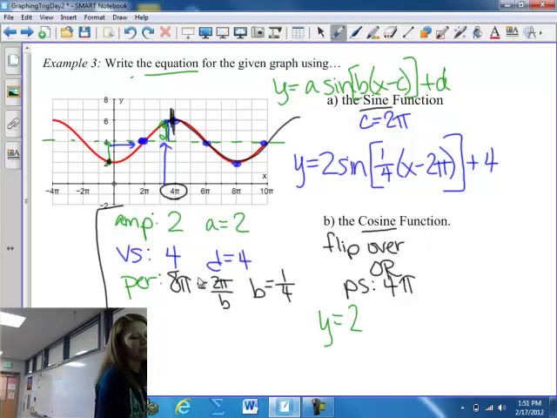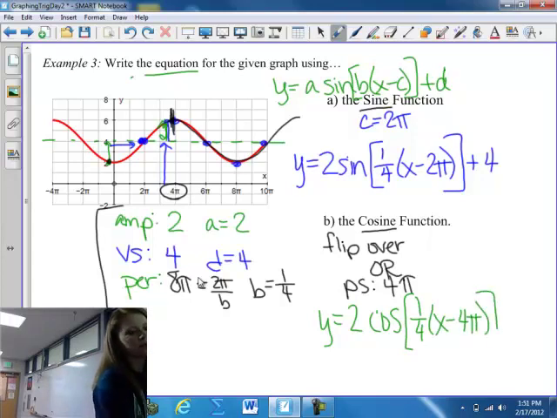So does it look just like the last one, except for it says cosine in the middle? X minus 4 pi this time. It's going to slide further. Plus 4. So are these the only 2 answers that work?